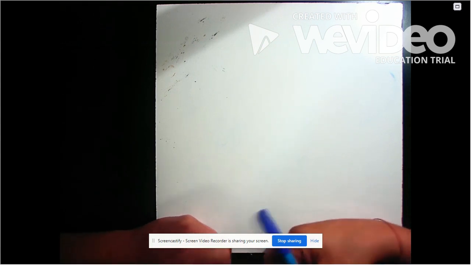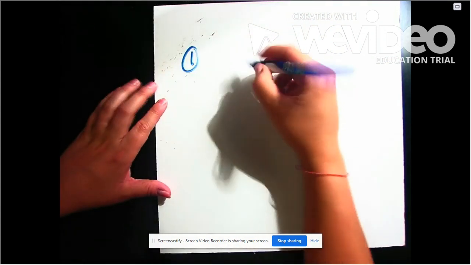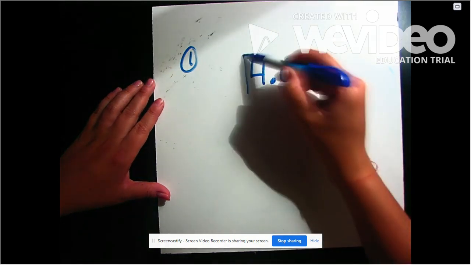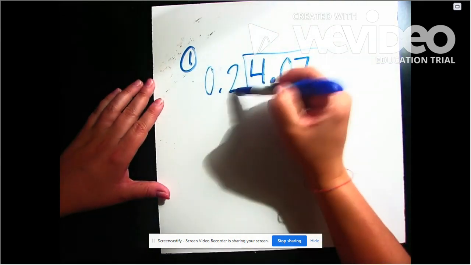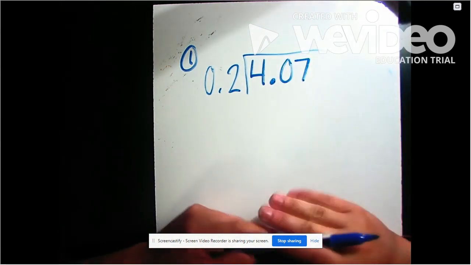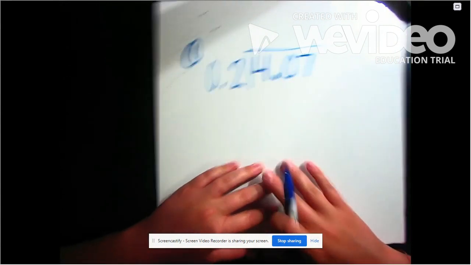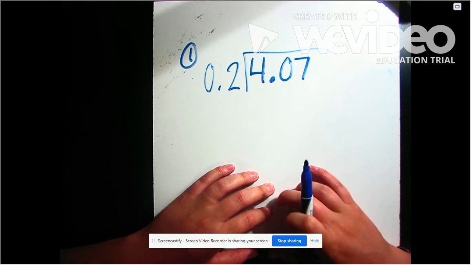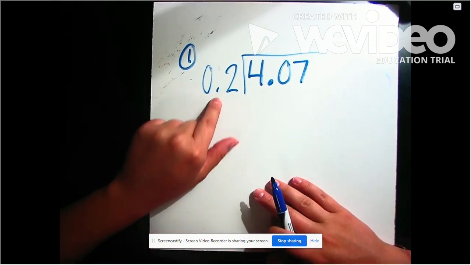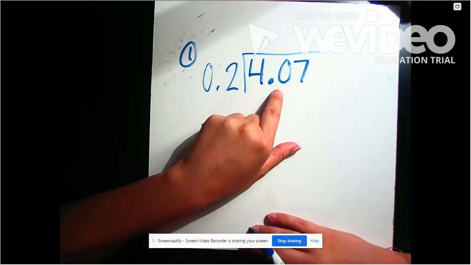Okay, so when we're dividing decimals, let's look at number 1 on your sheet together. We have 4 7/100 divided by 2/10. I know your worksheet says using partial quotients, but I want you to use long division on this. Okay, the number 1 rule that you have to remember when you are dividing decimals is that your divisor has to be a whole number. And however many places you move your decimal in your divisor, you have to move it that many places in your dividend.